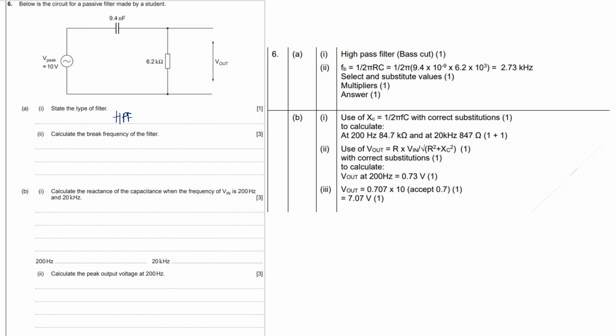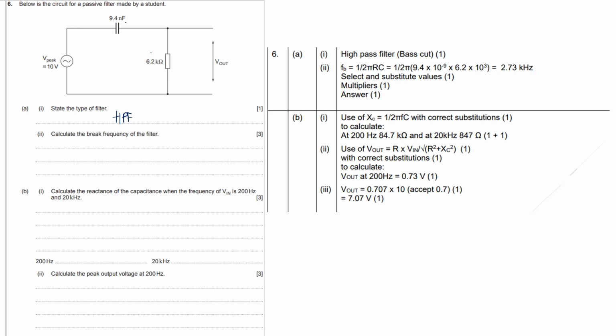Okay, calculate the breakpoint. That's FB is 1 over 2 pi RC. So there's C, there's R. Make sure you got nano and kilo in there. If you do that correctly, you'll get 2.73k. Dead easy, 3 marks. Really easy.